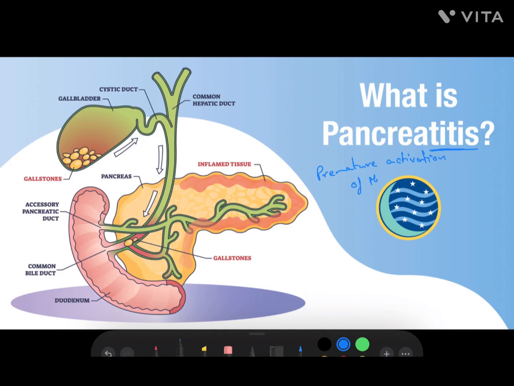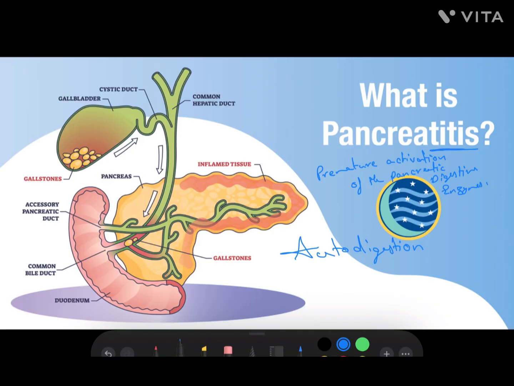Activation of the pancreatic digestive enzymes. Where is this happening? Within the pancreas. If there is any premature activation of the pancreatic digestive enzymes within the pancreas, then it will lead to autodigestion. I will explain these things in the pathophysiology properly. Because of autodigestion, the pancreas will become edematous, then necrosis, then hemorrhage, and then it will lead to a systemic inflammatory response, then sepsis. So this is the step by step approach for pancreatitis.